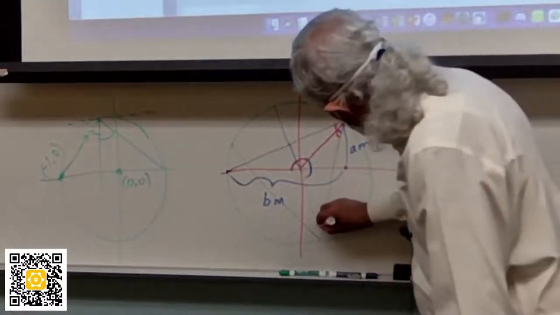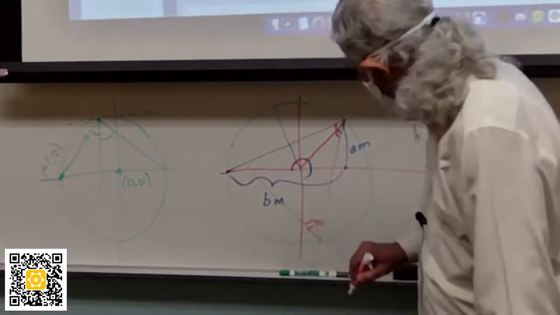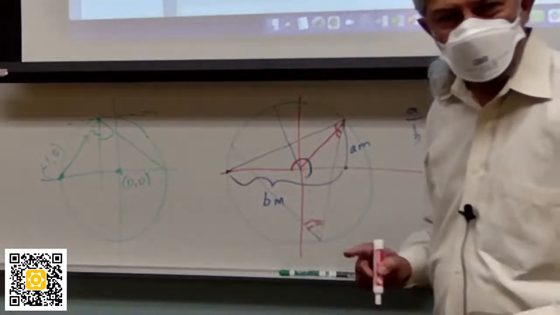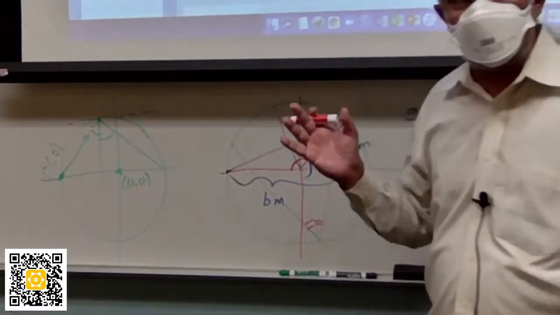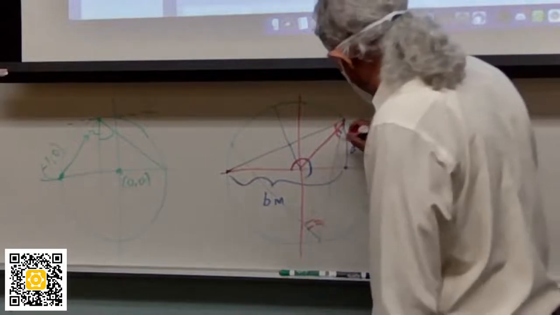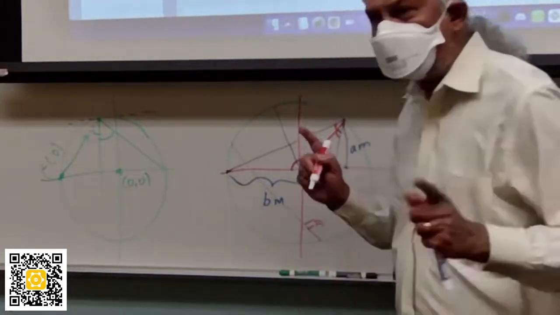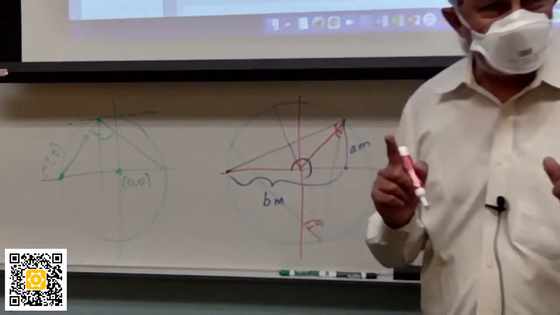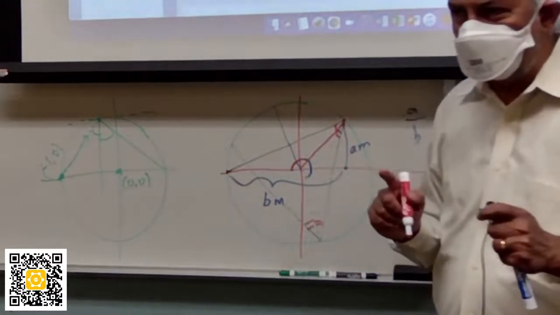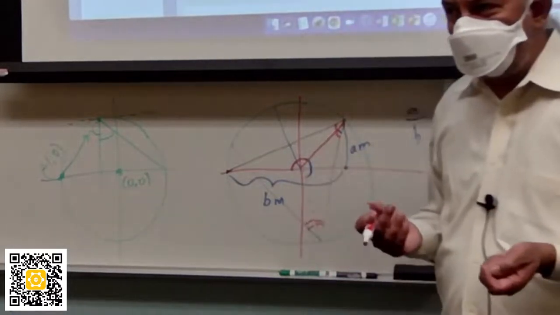And it's also equal to this angle here. It's also equal to this angle here. So all of these angles are exactly the same. Which also means that the length of the chord is going to stay the same because the angle subtended at the center cannot be different.